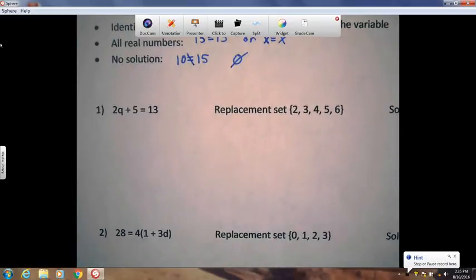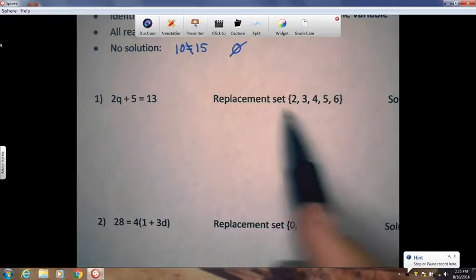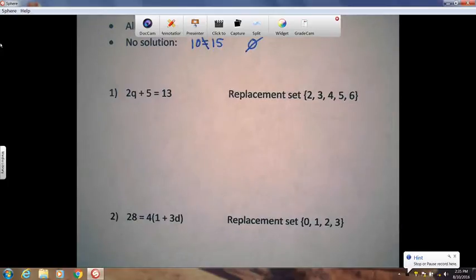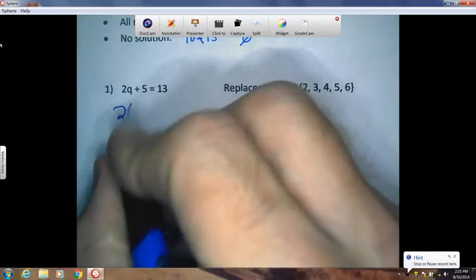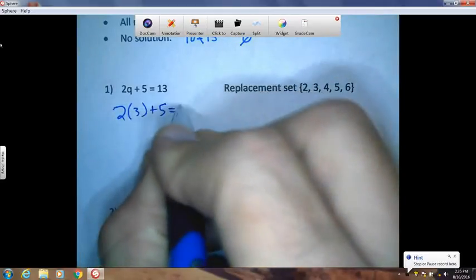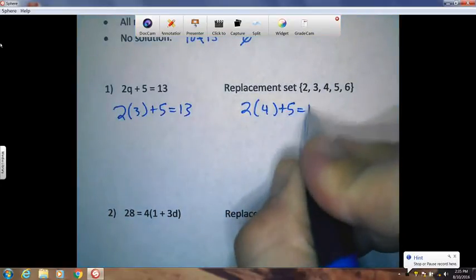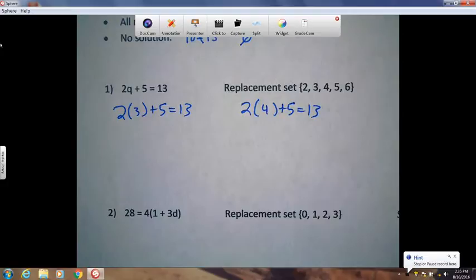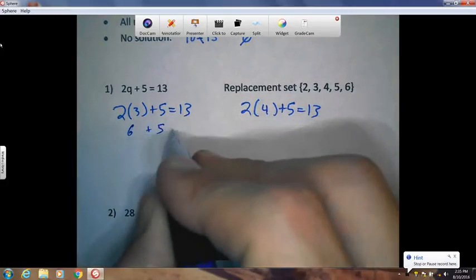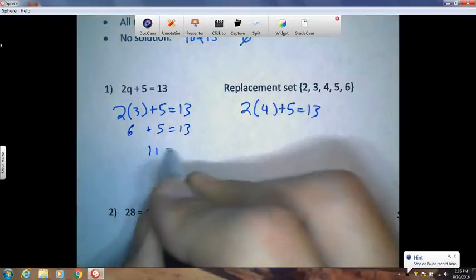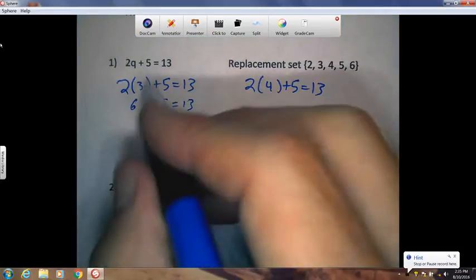Look at number 1. I have 2q plus 5 is equal to 13. Here's my replacement set. So I'm just going to try 2 of the replacement sets. You probably already know the answer. And I'm going to see if one of them happens to work. 2 times 3 is 6. 6 plus 5 is 11. That does not equal 13. So 3 is not an answer.